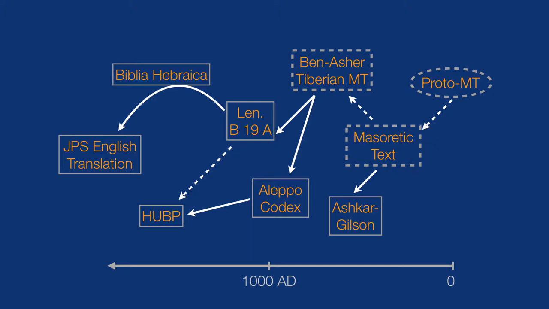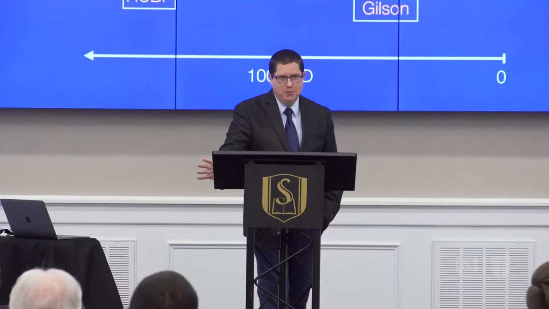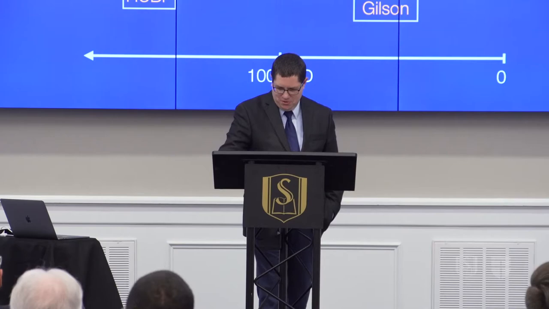The Hebrew Union Bible Project is the one that's kind of an offshoot that's trying to take the main text as Aleppo and somewhat of the text as Leningrad. Okay, so this is what we know. Notice that there's dotted lines and all these sorts of things. I try to make solid the things that we actually know some dependence here.